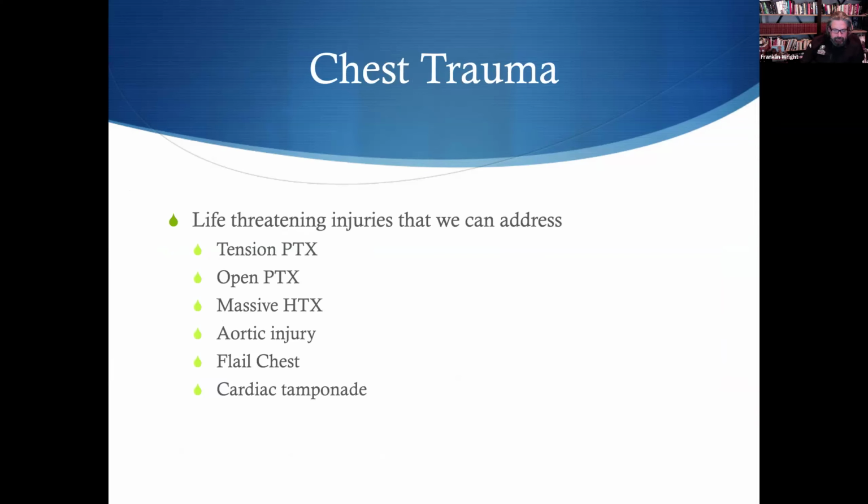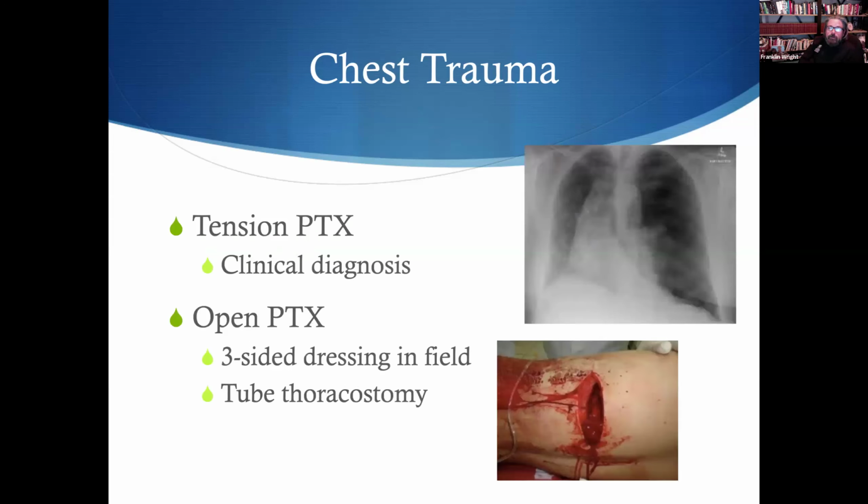So moving on from kind of the overall blunt penetrating, moving on to the chest trauma. And the reason I think this is a key one is there's a lot of life-threatening injuries that we can address with chest trauma. Right, so we'll go through this kind of laundry list of problems, a lot of these we can address in the field, at least in some form. So tension pneumothorax, open pneumothorax, massive hemothorax, aortic injury, flail chest, and then finally cardiac tamponade are all chest-based injuries that can all be immediately life-threatening, and there's things we can do about it.